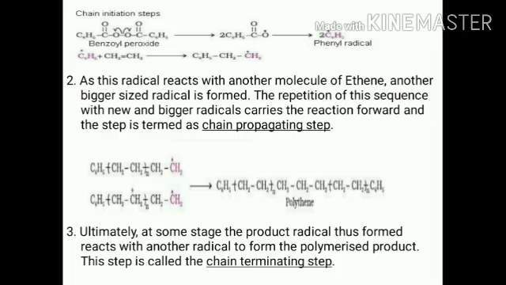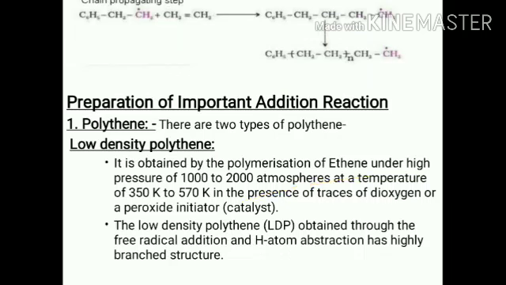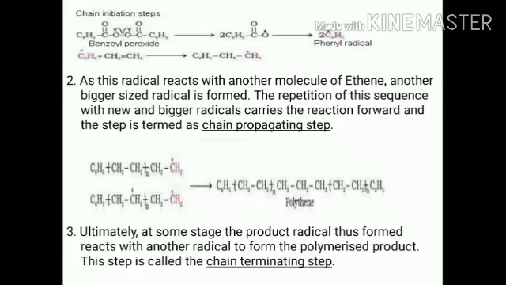Third, ultimately at some stage the product radicals thus formed react with another radical to form the polymerized product. This step is called the chain termination process. Chain initiation, chain propagation, chain termination. Look at the example of the chain termination process and how it is done.